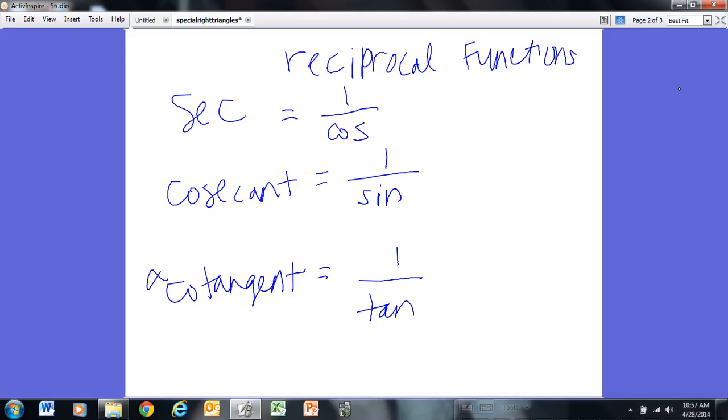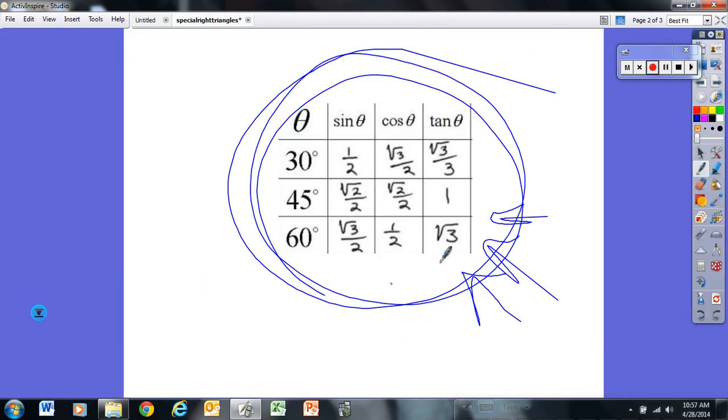This is what your pop quiz will be right here. This exact table. So please study. Have a good day.